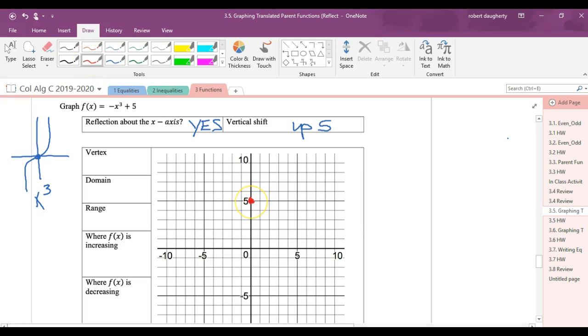This is my new origin of my graph, okay? But instead of it looking like this, it's going to look like, what happens when you flip this? It's going to look like this, right? That's what happens when this thing gets turned upside down. Does everyone see that? Okay. So instead of graphing x cubed from here, I'm going to be doing something that looks like this.